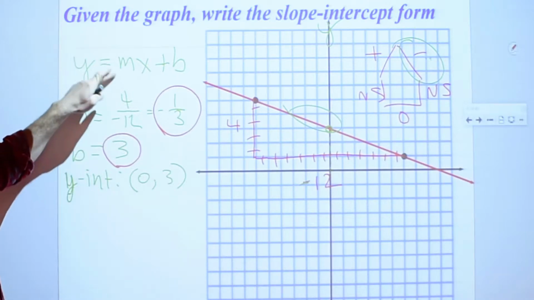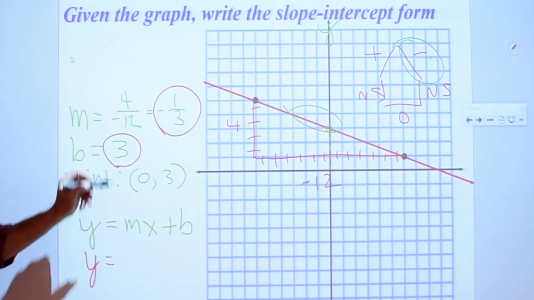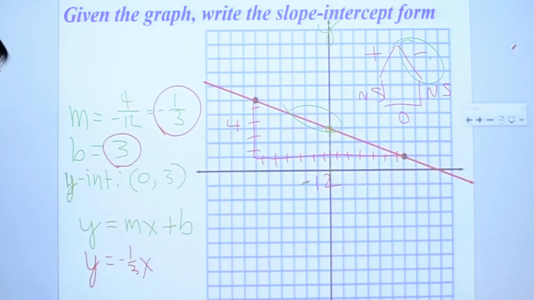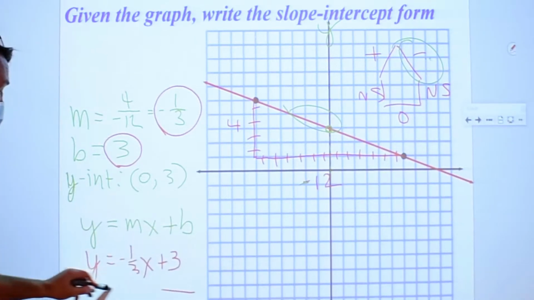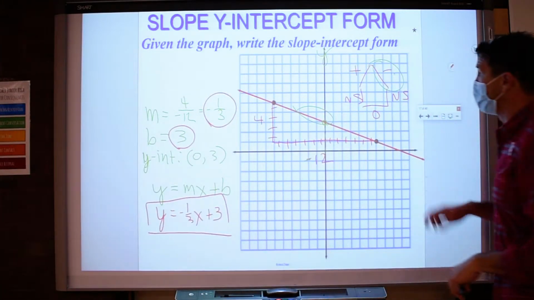I have my equation. I'm going to drop this down here and say y equals m, which we now know is negative 1/3, which makes sense because our slope is negative, x, don't forget that x, a lot of kids forget the x, plus 3. So this equation represents the line you're seeing on the board. It's pretty cool. All right, let's try another one.